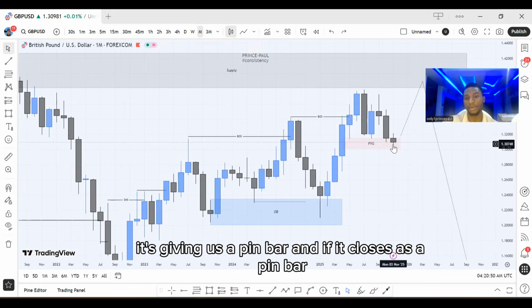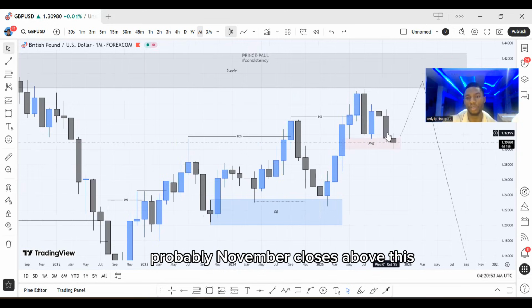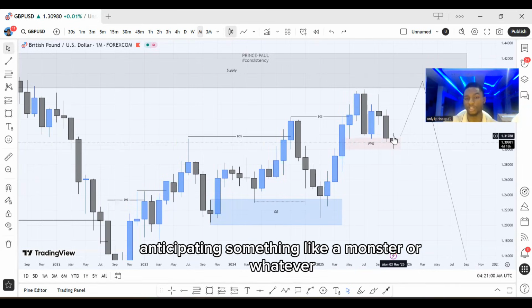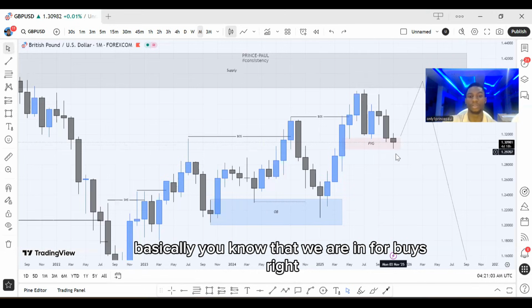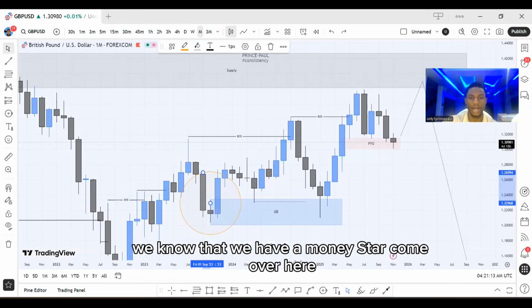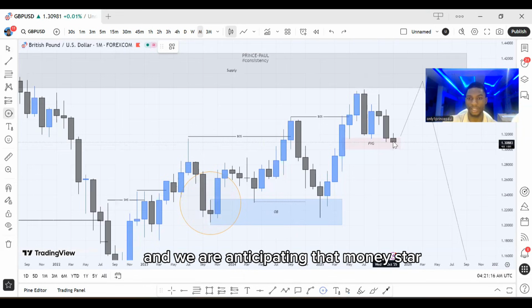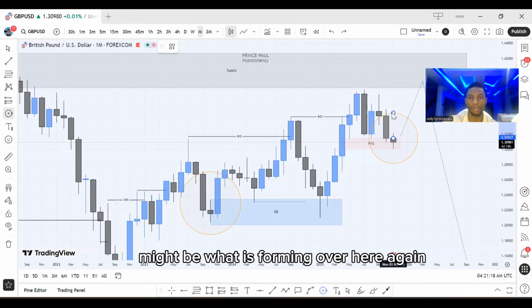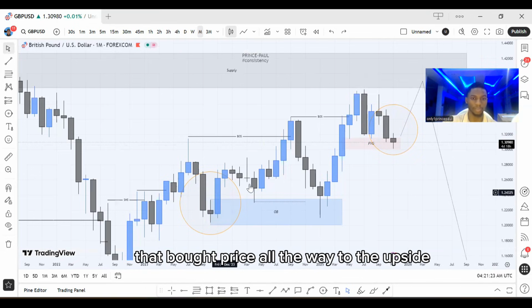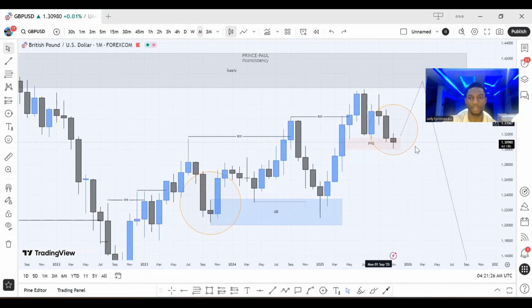If it closes as a pin bar, probably November closes above this open. Not that the next candle is going to be anticipating something like a morning star or whatever. But basically, you know that we are in for buys, right? Just observe what happened over here. You know that we have a morning star candle over here, and we are anticipating that something similar to that morning star might be what is forming over here again.